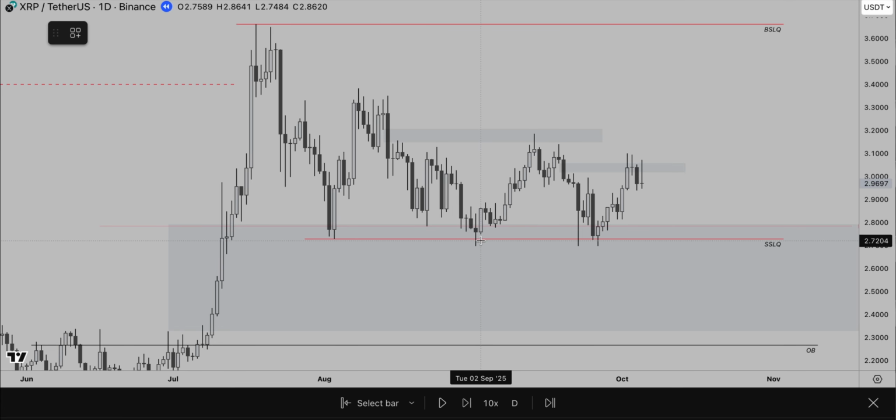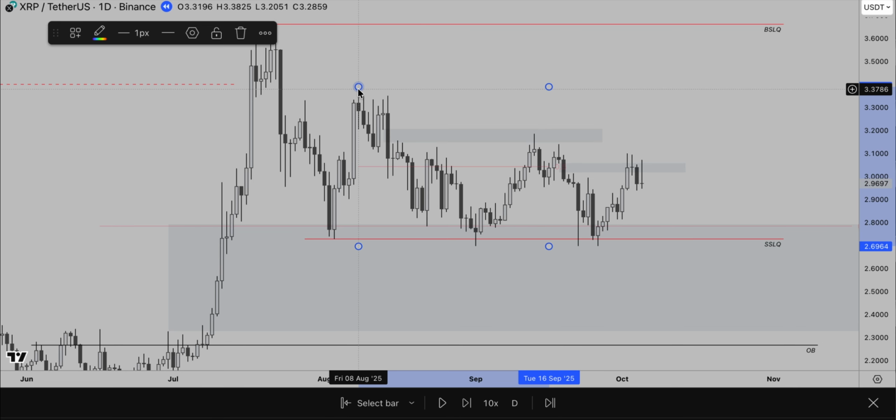But given that we didn't close below this level, we created a somewhat double bottom and we didn't really grab much liquidity, we're expecting price to come back up. Therefore, what we can do now is put in your dealing range from this swing high to this swing low. And what we want to look for is price to come up above the 0.5 level into a key PD array for us to short.